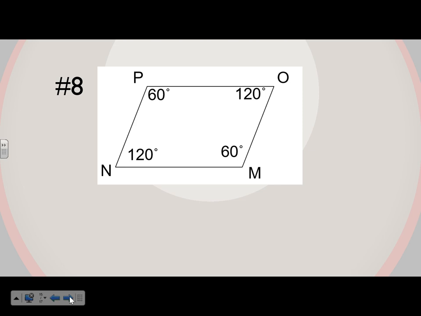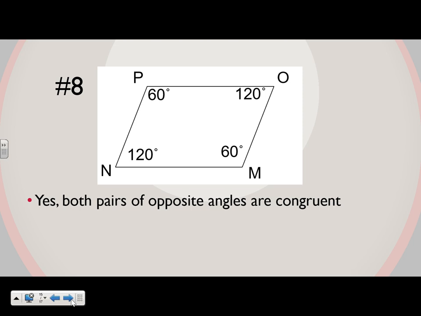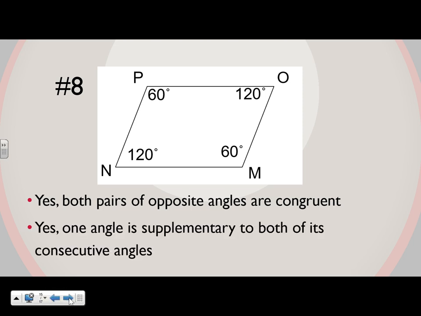This one is yes, just like the one we did a little bit ago. Two ways to explain it. Both pairs of opposite angles are congruent, that's what I would have used, but also one angle is supplementary to both of the angles that are consecutive. So 120 and 60 is 180, that's great. And this 120 and this 60 is also 180. And again, any of them, you could do this 60 with this 120 and this 120. Doesn't matter which angle you start with.